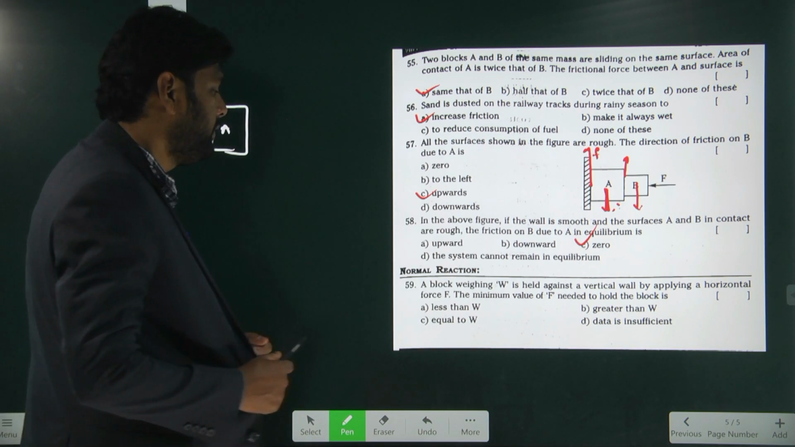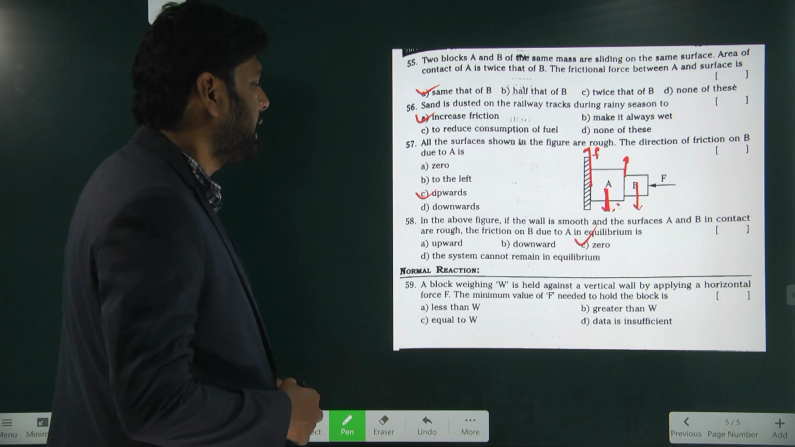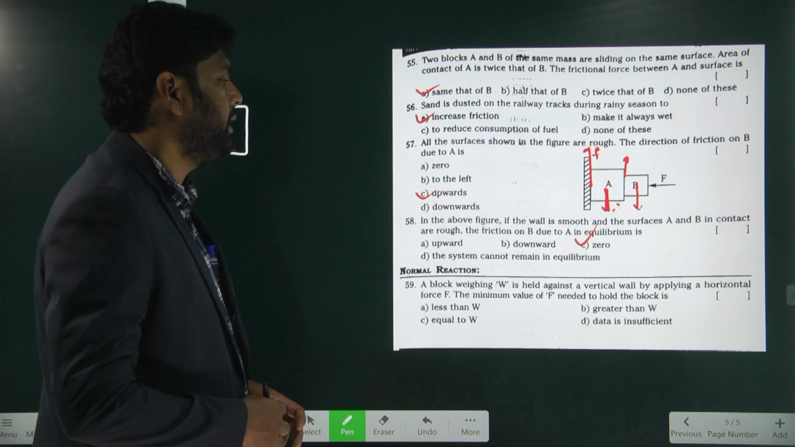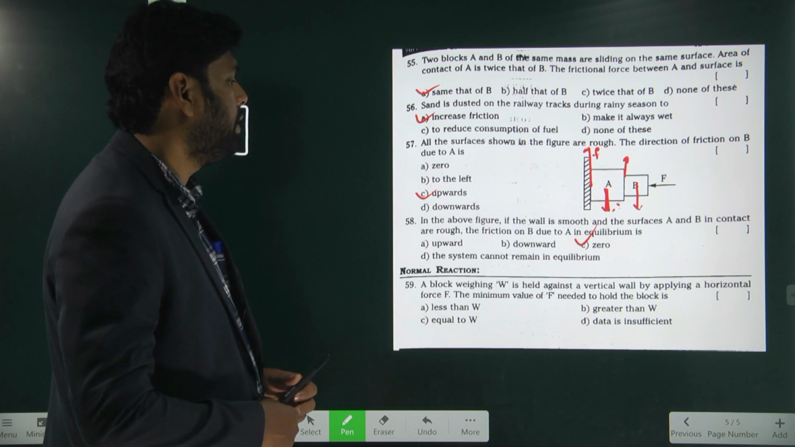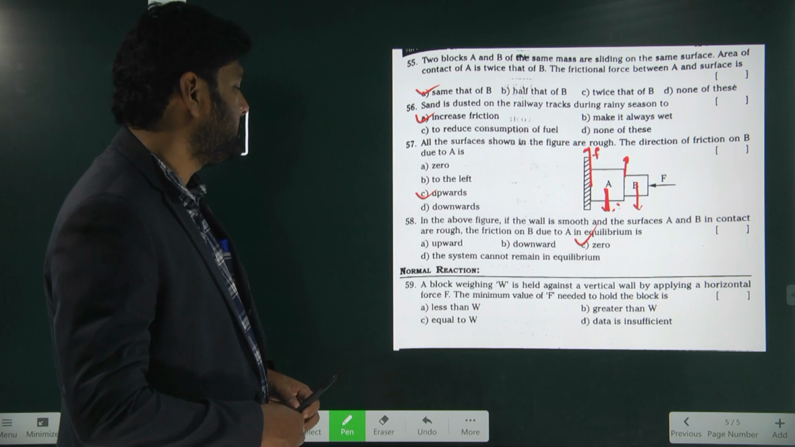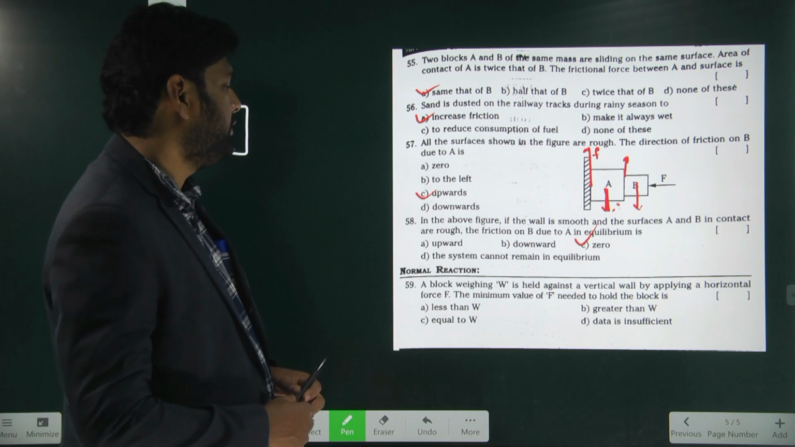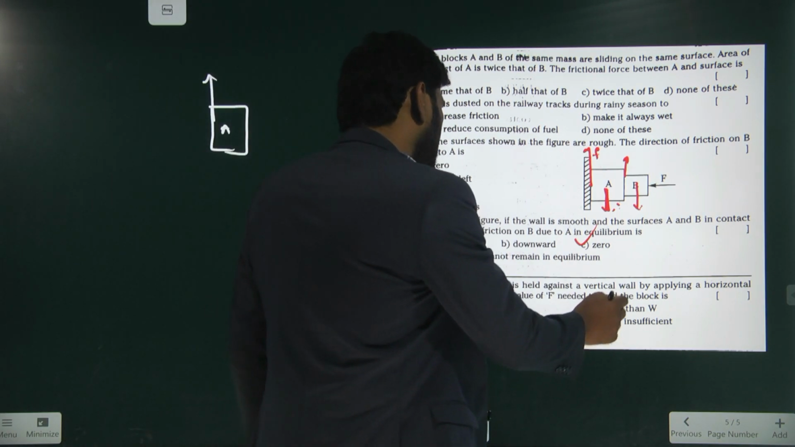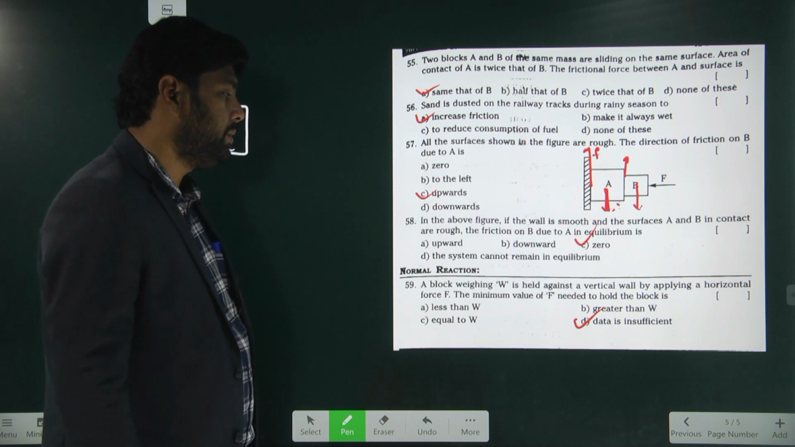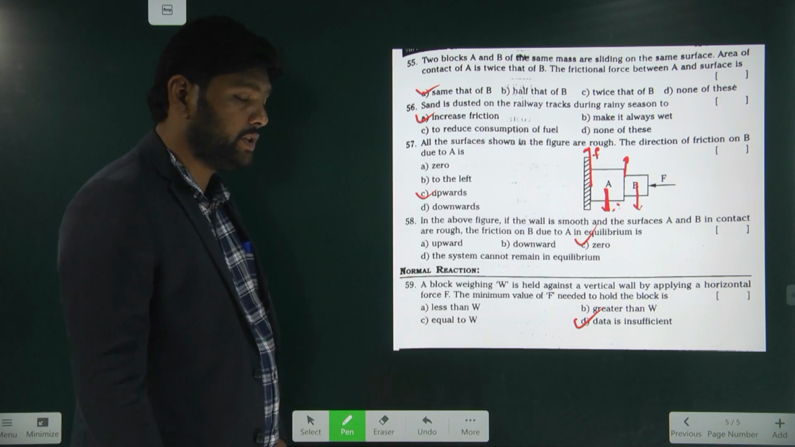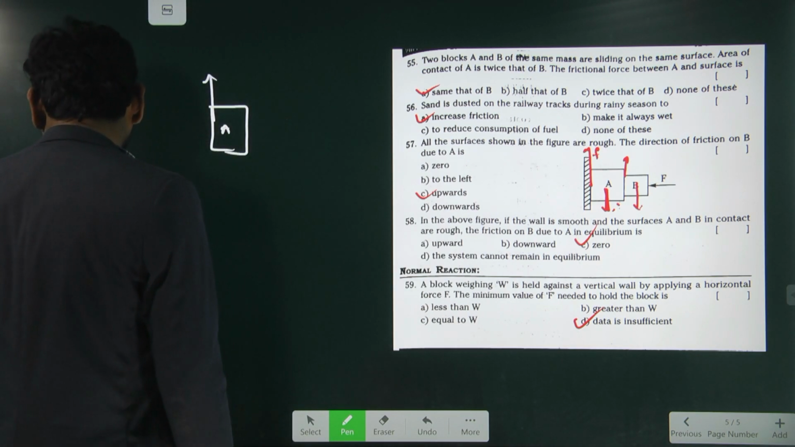Next, 59. A block weighing W is held against a vertical wall by applying a horizontal force F. The minimum value of force F needed to hold the block is less than W, greater than W, equal to W, or data is insufficient. Here data is insufficient, because we can't say how much is the minimum value of this force with this data. So the answer is data is insufficient. I will go to the next slide.